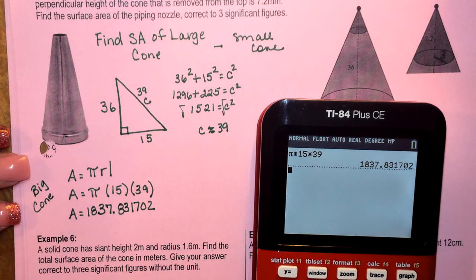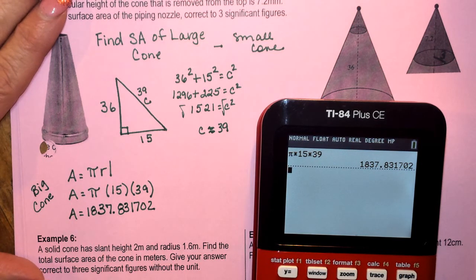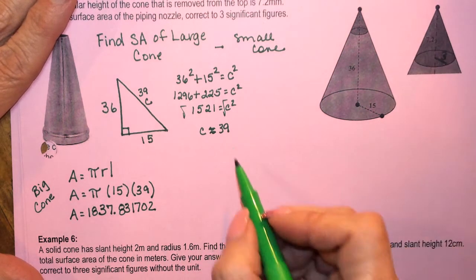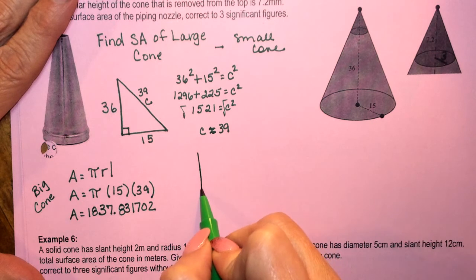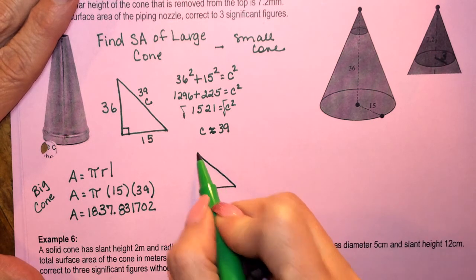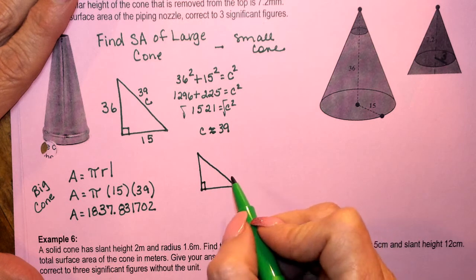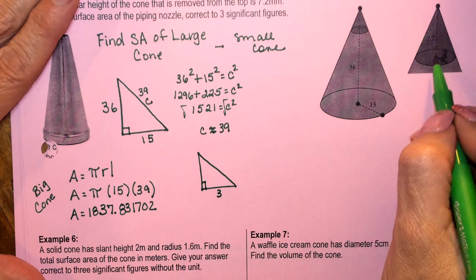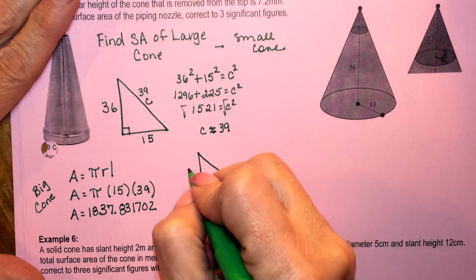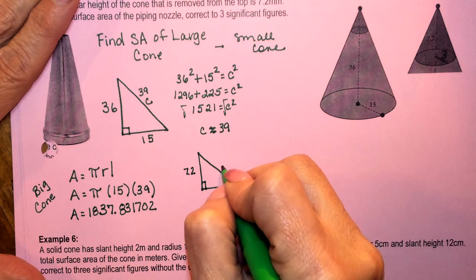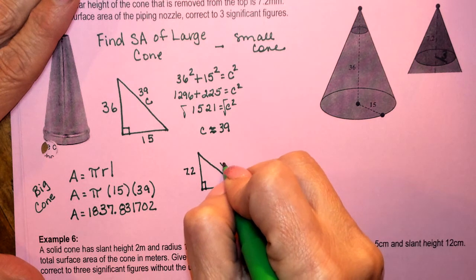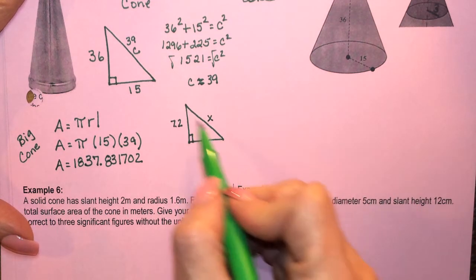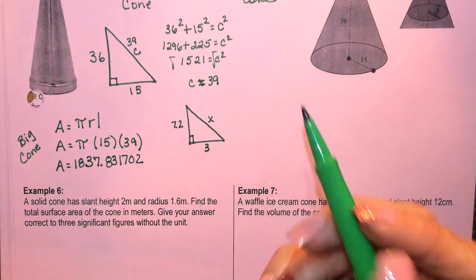Now we need to do that same thing, but on the little cone. So I'm going to set that aside. And the little cone, I'm going to draw it here. I know the radius on this one was 3. I know this height was 7.2. So I'm going to label the slant X, just so it's different from C. Then I can find the area of this one, and then I can subtract it.